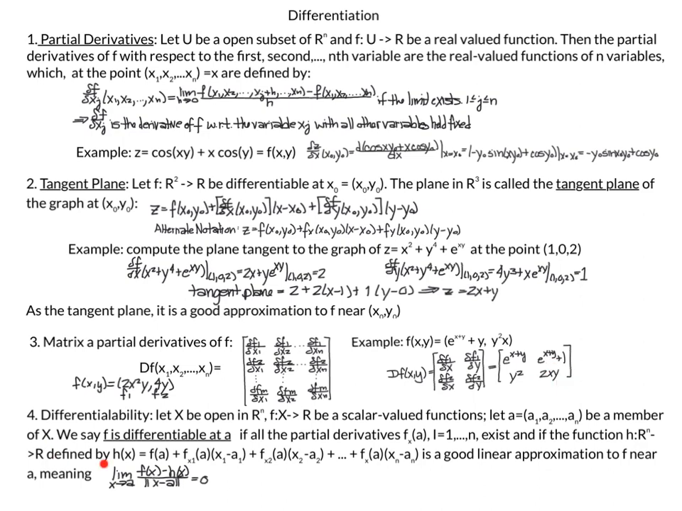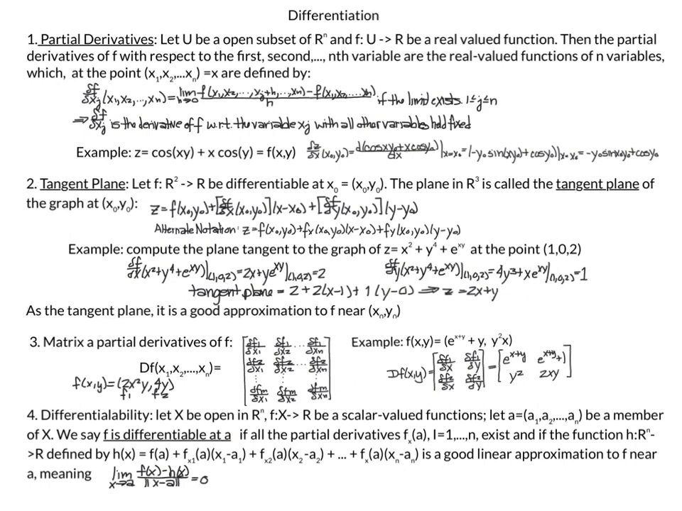And then we have this differentiability theorem, which we'll look at in our examples. But if x is open in Rn, so we have a mapping that goes from Rn to R, so it's a scalar function, and let a1 to an be a member of x. So this is where we start. We're mapping from Rn to a scalar.